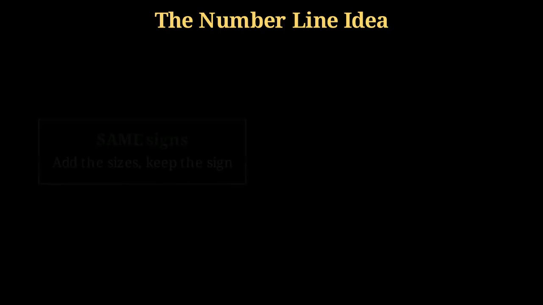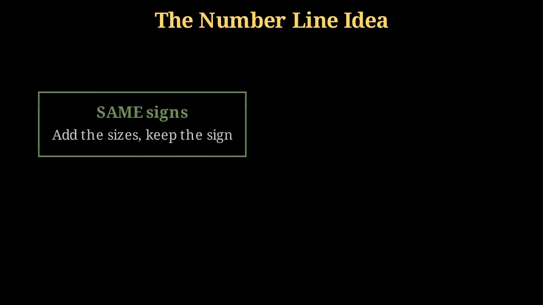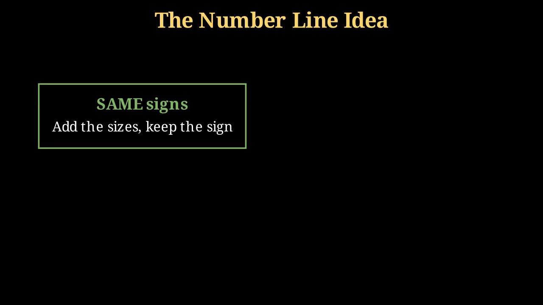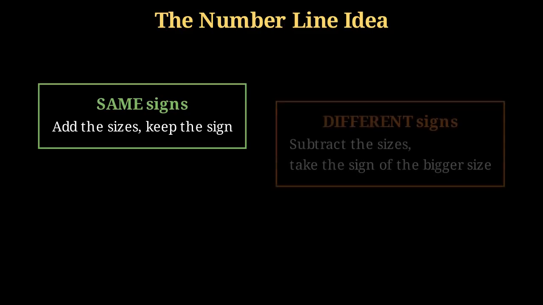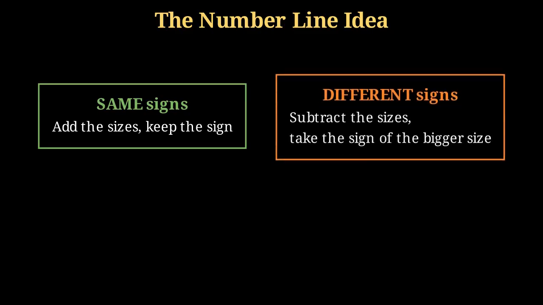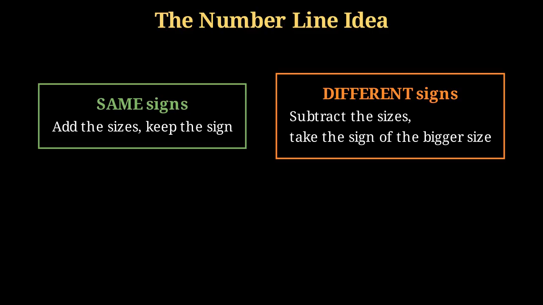Those 3 walks give us the 2 rules we will use for the rest of the lesson. Rule 1, if the signs are the same, add the sizes and keep that sign. Rule 2, if the signs are different, subtract the smaller size from the bigger size, and the answer takes the sign of the bigger size. Keep these 2 rules in front of you. Every single example coming up is just one of these 2 rules in action.